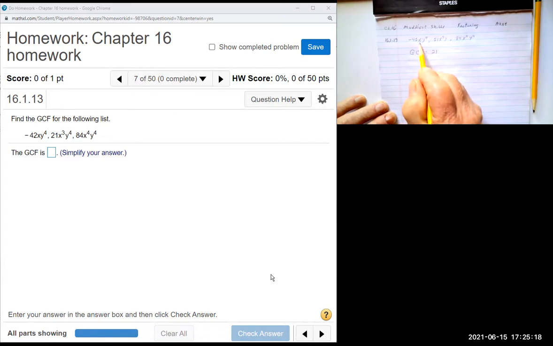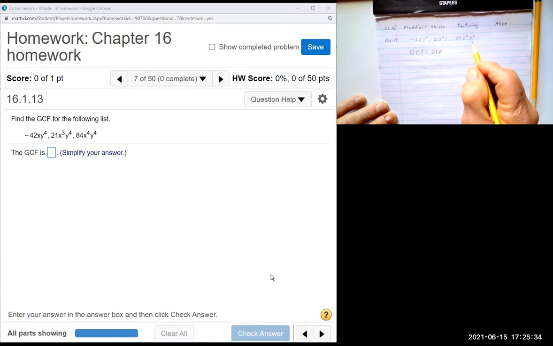Let's look at the x part of each term. There's 1x here, there's 3x's there, and 4x's there. What's the most that's in all three places? That would be the letter x. Check on the y's. 4 values of y, 1 value of y, 4 values of y. The most that's in all three places is the letter y. So 21xy is the most common factor to all three terms.